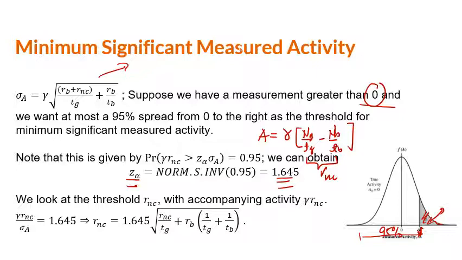So from this relationship, we have this equation. RNC is equal to 1.645 square root of RNC over TG. Take note yung RNC natin, ito yung related sa count earlier. So pinagsama ko na yung may RB na term. So algebra lang iyan. So yan yung equation natin.